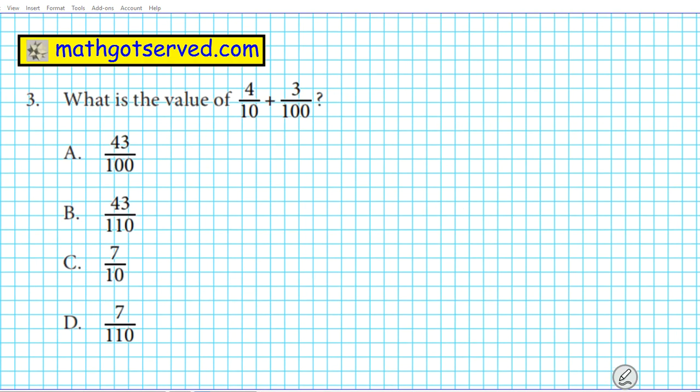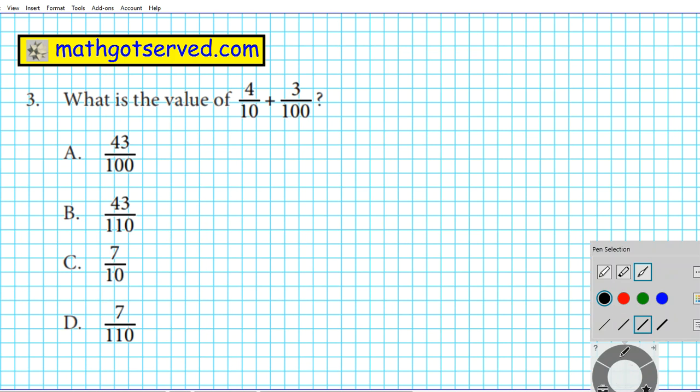Now let's take a look at question number 3. Question 3 reads, what is the value of 4 over 10 plus 3 over 100? Now there is something you want to remember when you are adding fractions. Let's recollect that fact real quick.